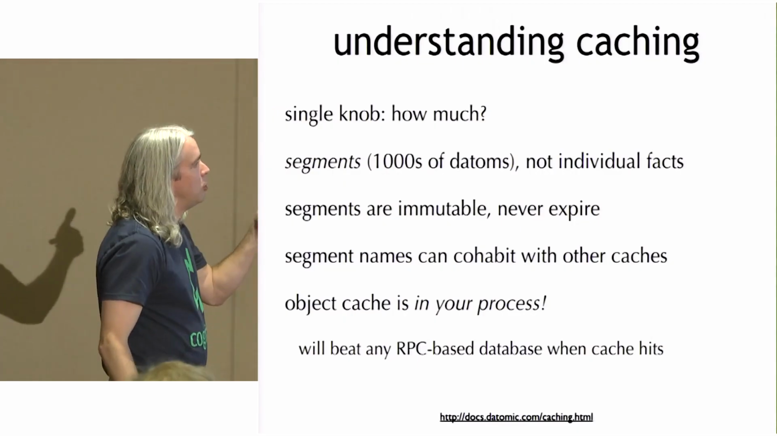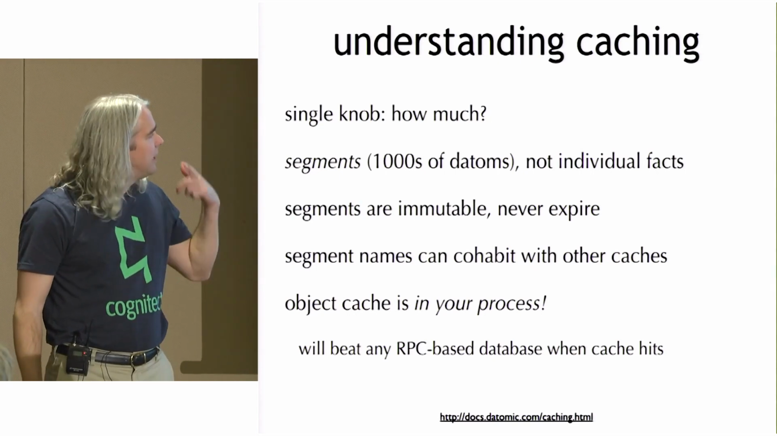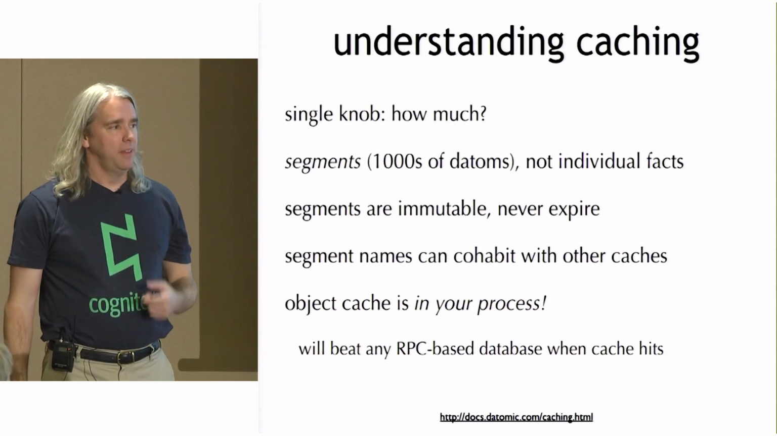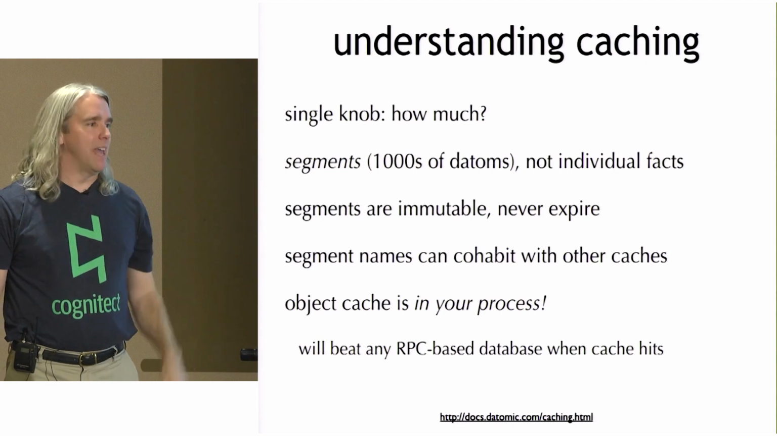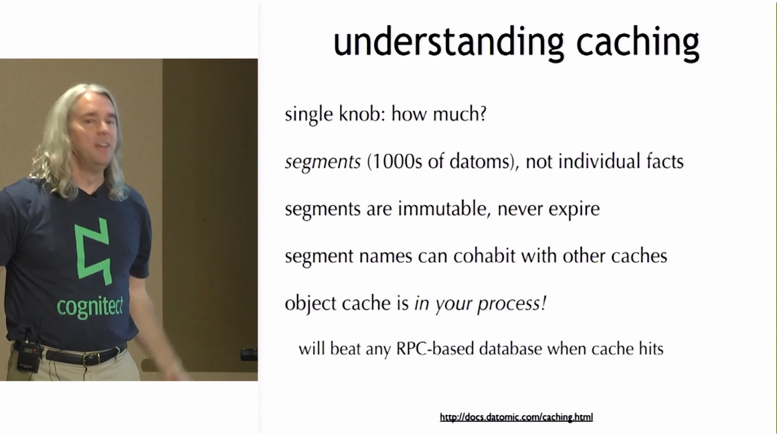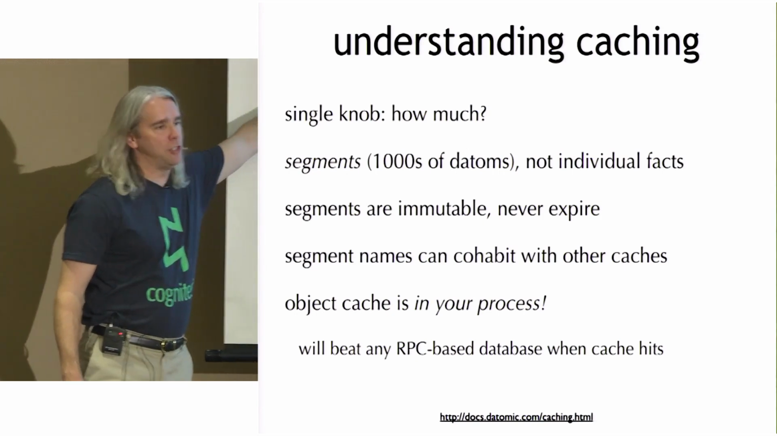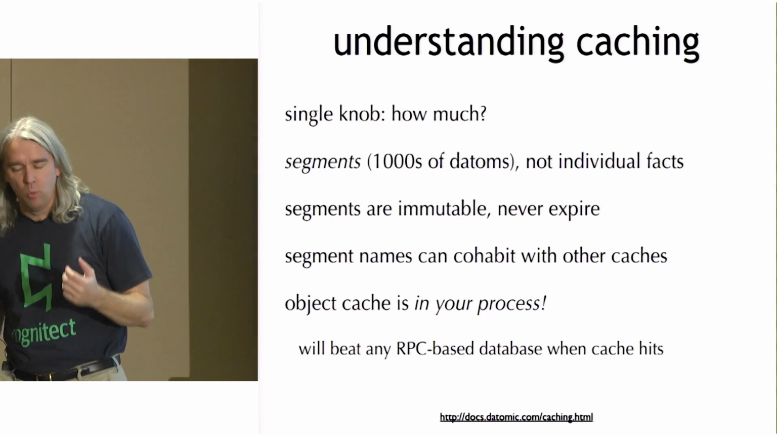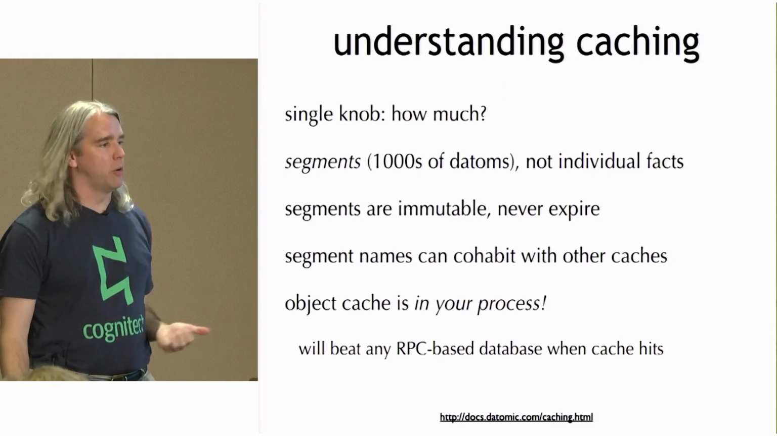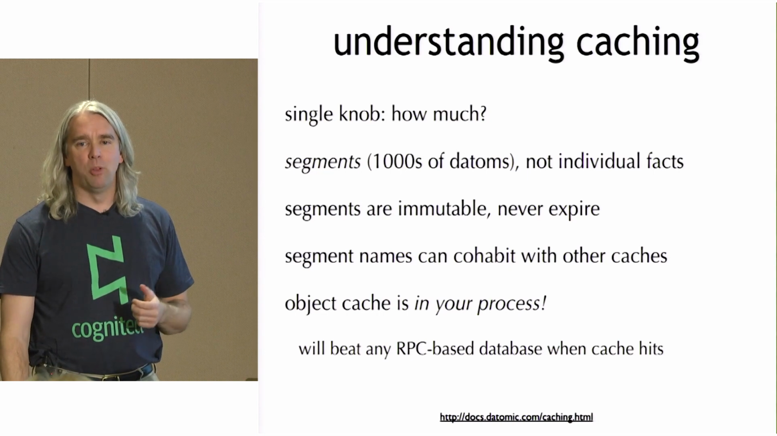So segments are immutable, they never expire. Segment names are UUIDs, which means that if you have an existing cache in your system, you can just point Datomic at it too, and it will not interfere, other than competing for the space, with other uses of the cache. The combination of this cache naming and the fact that Datomic will run on top of SQL as a storage protocol means that people have been able to adopt Datomic without deploying any new infrastructure.